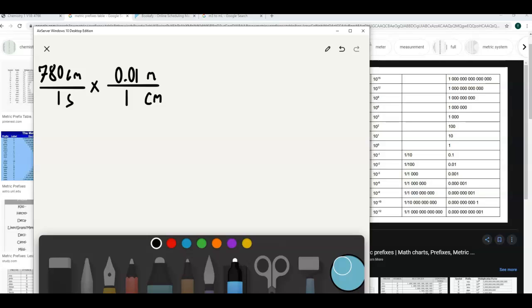Okay, great. So if we were to do that math, my centimeters would cross out, and I'd be left with meters. And then if we put all this together, because we still have these seconds here, that would be meters per second. I don't want meters per second, though. I want meters per hour. So we've got a few more steps.